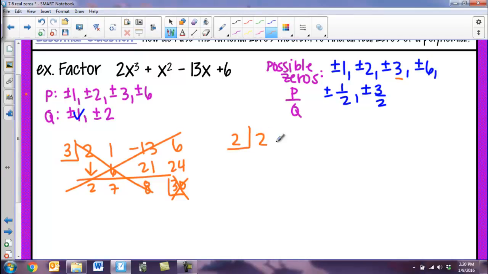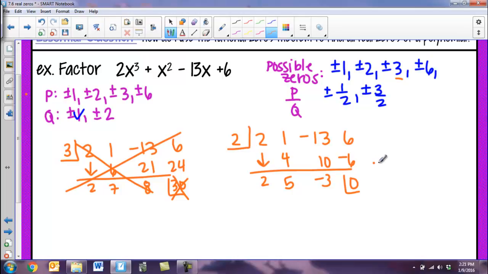And again, you do that synthetic division using the same function up here. 2, 4, 5, 10, -3, -6. That gave me that remainder of 0. I'm happy. That means that the number that gives you the 0 is actually a factor. So one of my factors would be x minus 2. Then I can write down my remaining function, so again, we'd have 2x squared plus 5x minus 3.